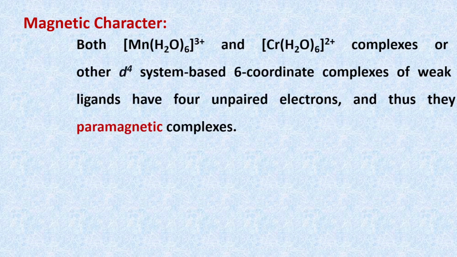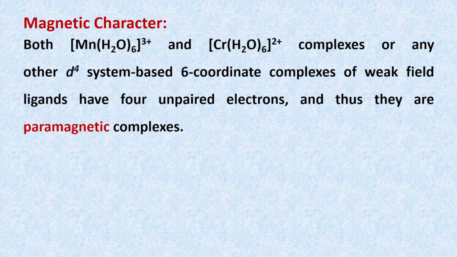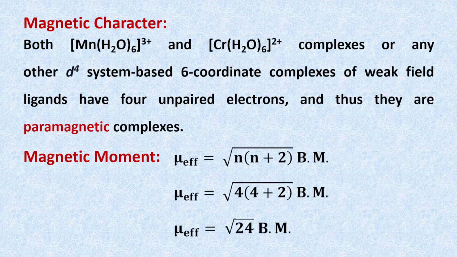Both complexes, or any other d4 system based octahedral complexes of weak field ligand, have 4 unpaired electrons, so they are paramagnetic complexes, and the magnetic moment is √24 Bohr magneton.